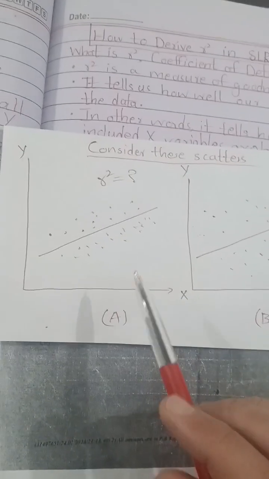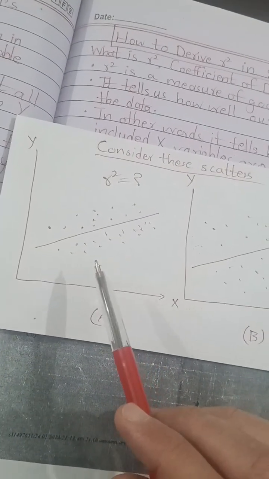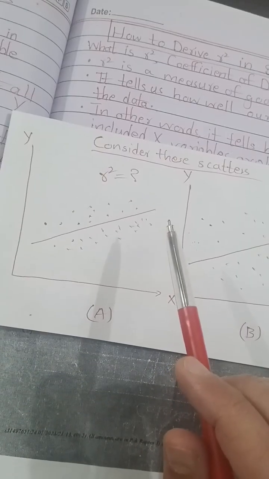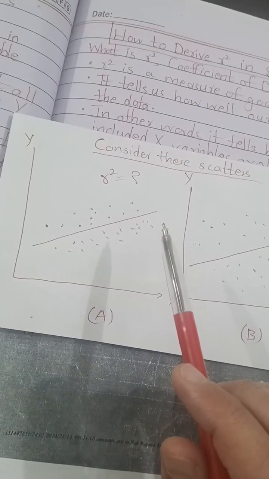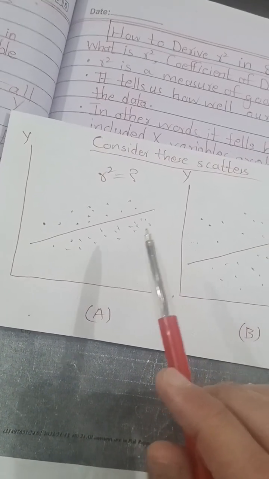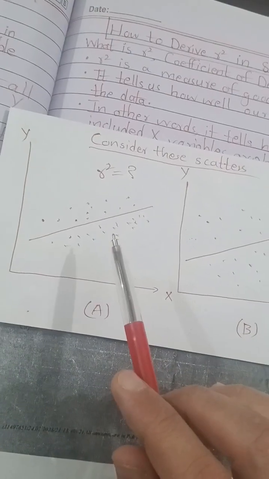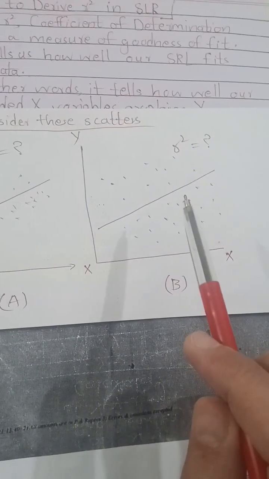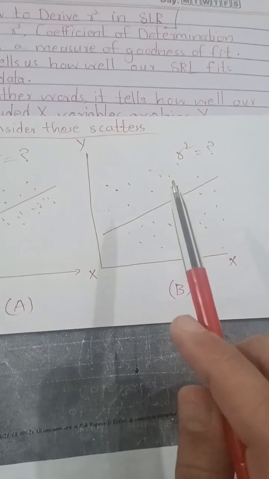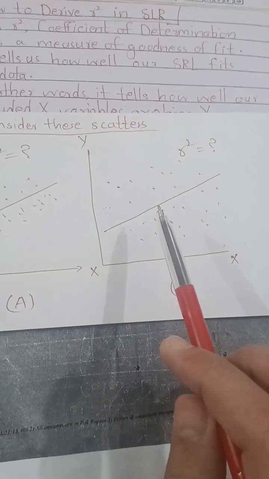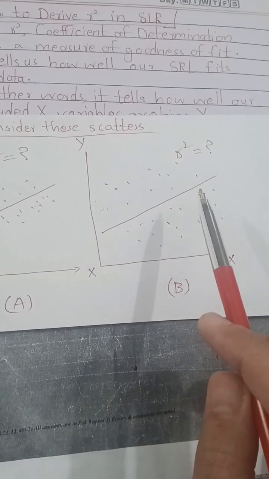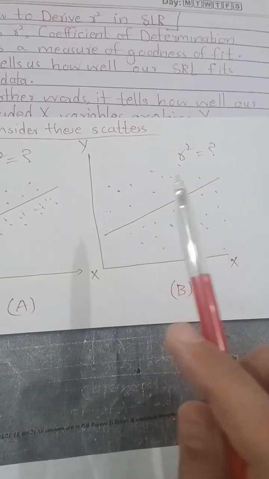So if observations are closely tied to the sample regression function, it means that our x variable provides us a good fit of the actual y. But if observations are scattered widely around the sample regression function, it means that our included variables are not a good predictor of y.